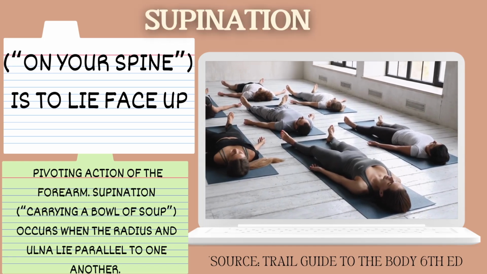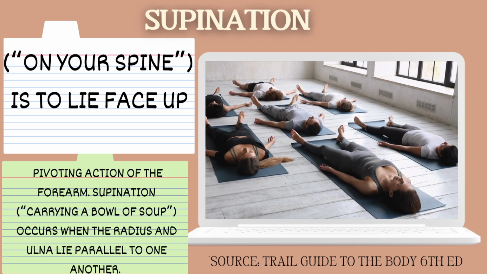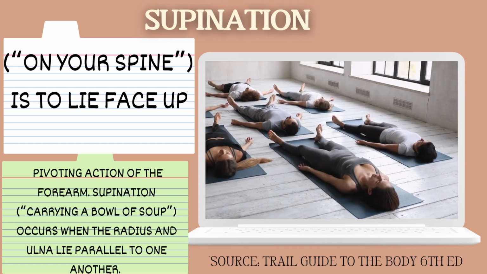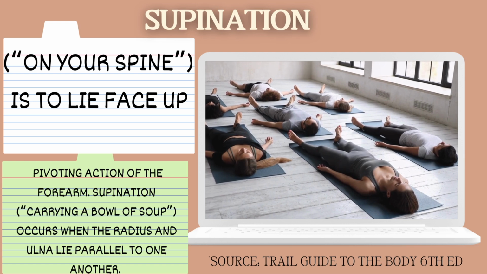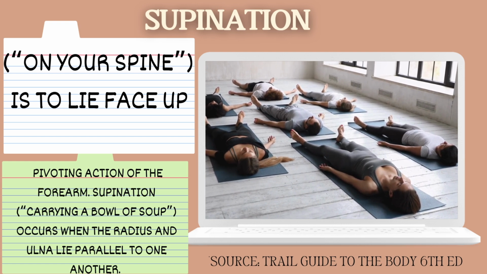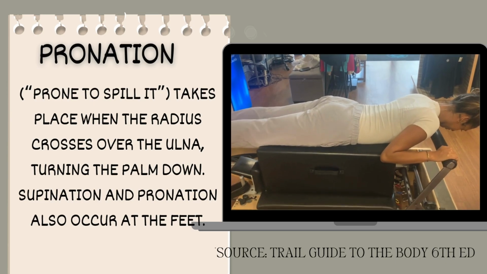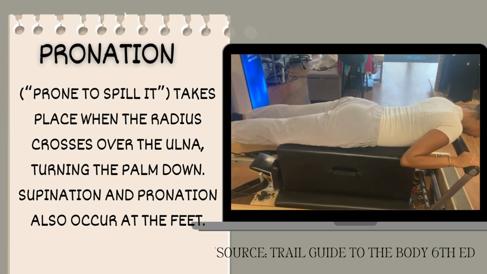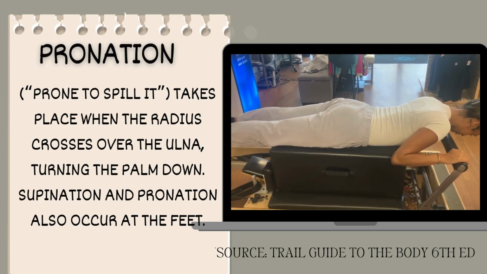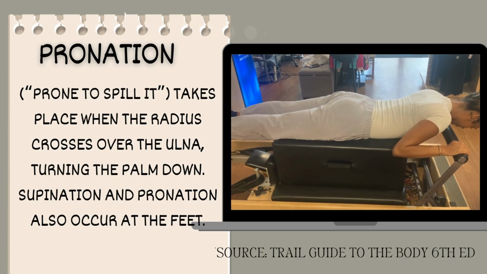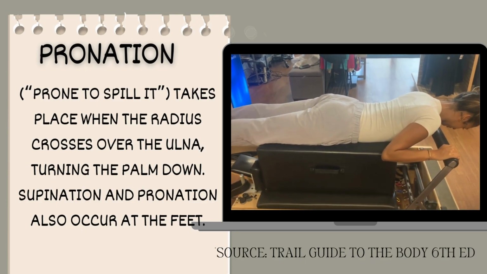Supine is when you're lying on your spine facing up, and supination of the forearm is when those palms are facing up as if you're carrying bowls of soup. And pronation is the opposite to that. So when you're lying prone, you're lying face down and your palms are face down.